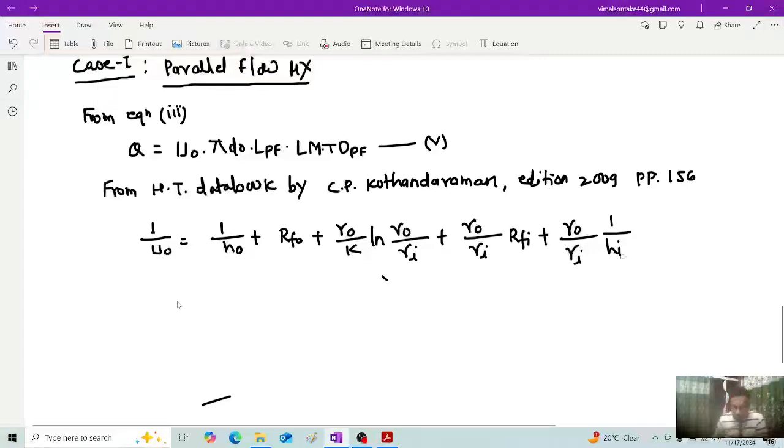Now let us put all the values which are given to us. So in this way we will be able to calculate 1 upon UO, the overall heat transfer coefficient based upon outside area. Here once again I would like to mention, it is not necessary that you must always take U naught. You can take UI as well. As I said earlier, the answer is not going to change. So let us get all these values of HO, RFO, RO, RI, K from the given values.